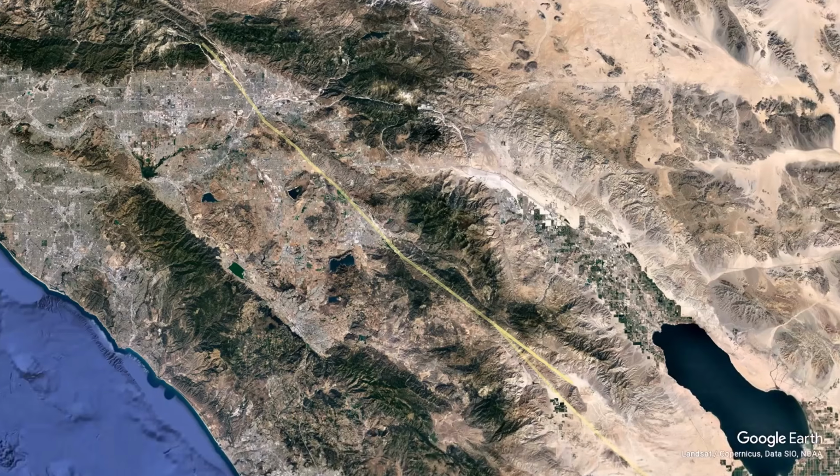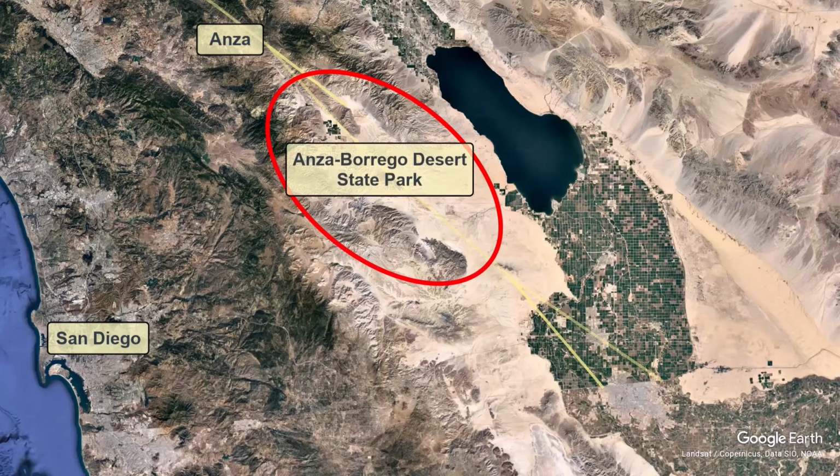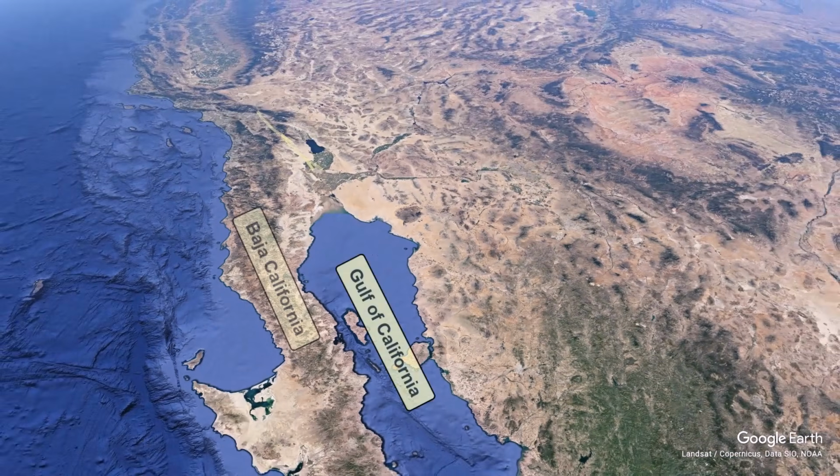We'll scroll the map down southeast. Here's the town of Anza. This is the portion of Anza-Borrego Desert State Park the fault passes through. Here's the Salton Sea, and finally, Mexicali. And, zooming out, here's the Gulf of California.